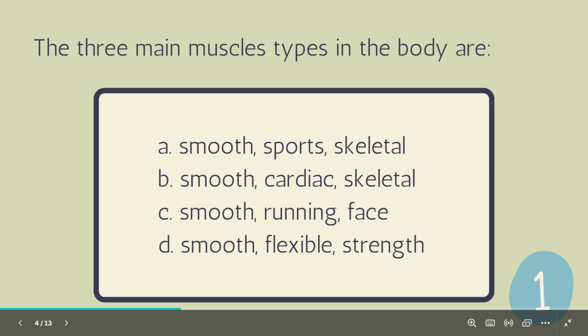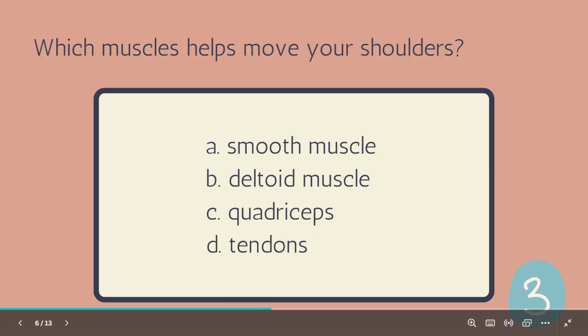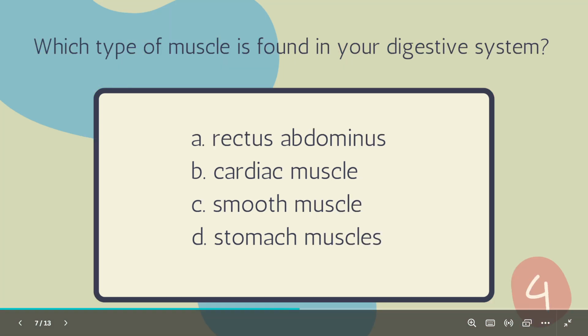Then we have: the muscle that pumps blood through your body is A, skeletal, B, smooth, C, Valentine, D, cardiac. Okay, number 3. Which muscles help move your shoulders? Which one is it? A, B, C, or D? Which type of muscle is found in your digestive system? Rectus abdominis. Yeah, maybe that. I don't know.